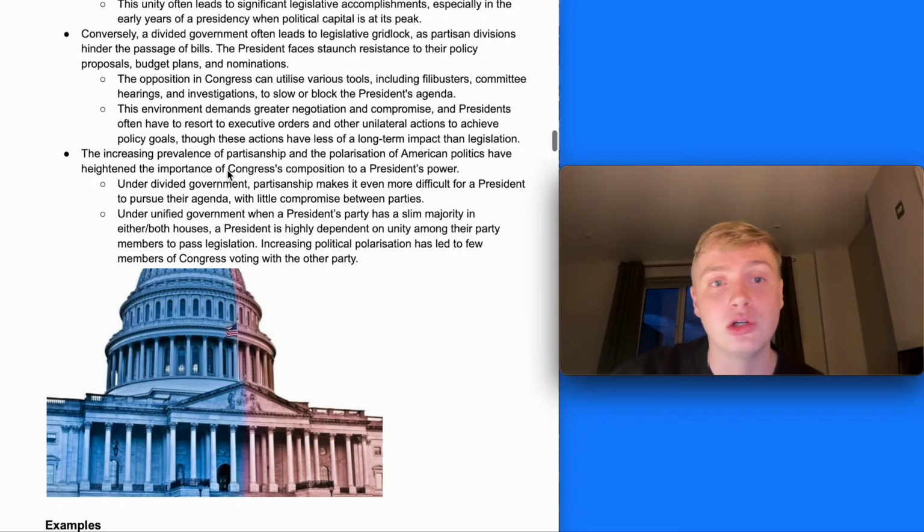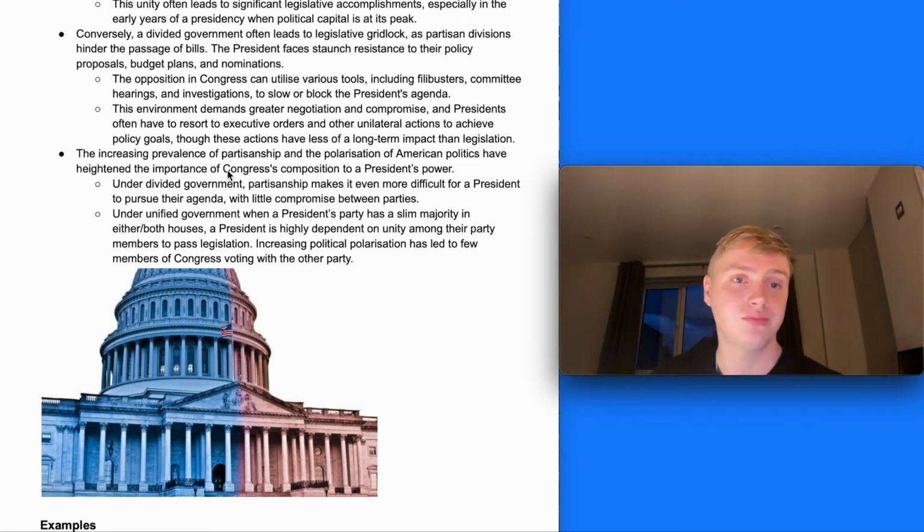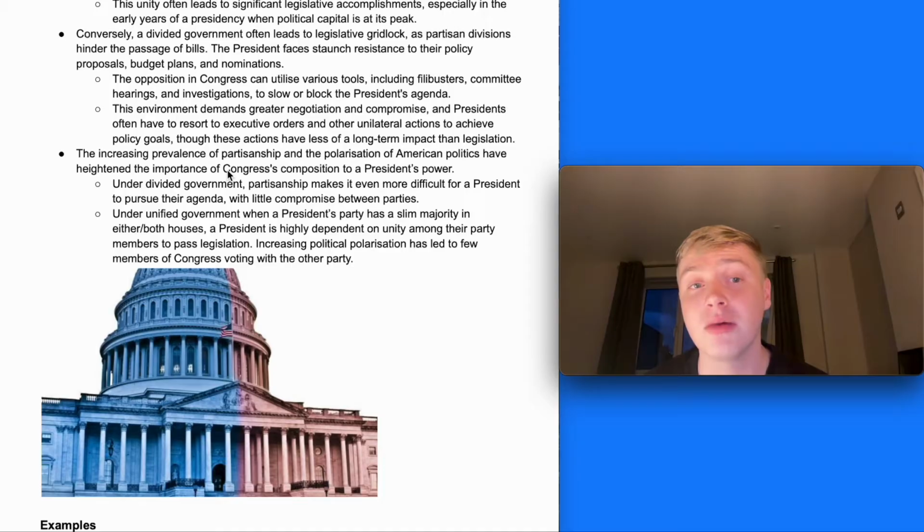Conversely, a divided government often leads to legislative gridlock as partisan divisions hinder the passage of bills. The president faces staunch resistance to their policy proposals, budget plans, and nominations. And the opposition can utilise various tools, including filibusters, committee hearings, and investigations to slow or block the president's agenda. And this leads to greater demand for negotiation and compromise.